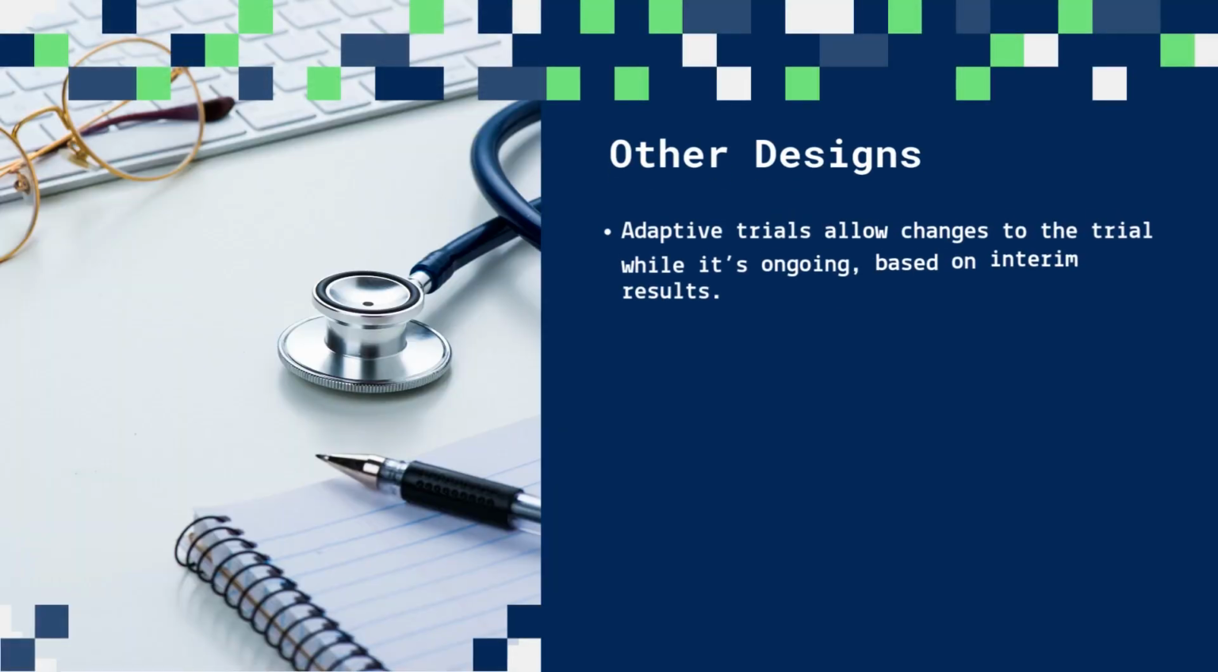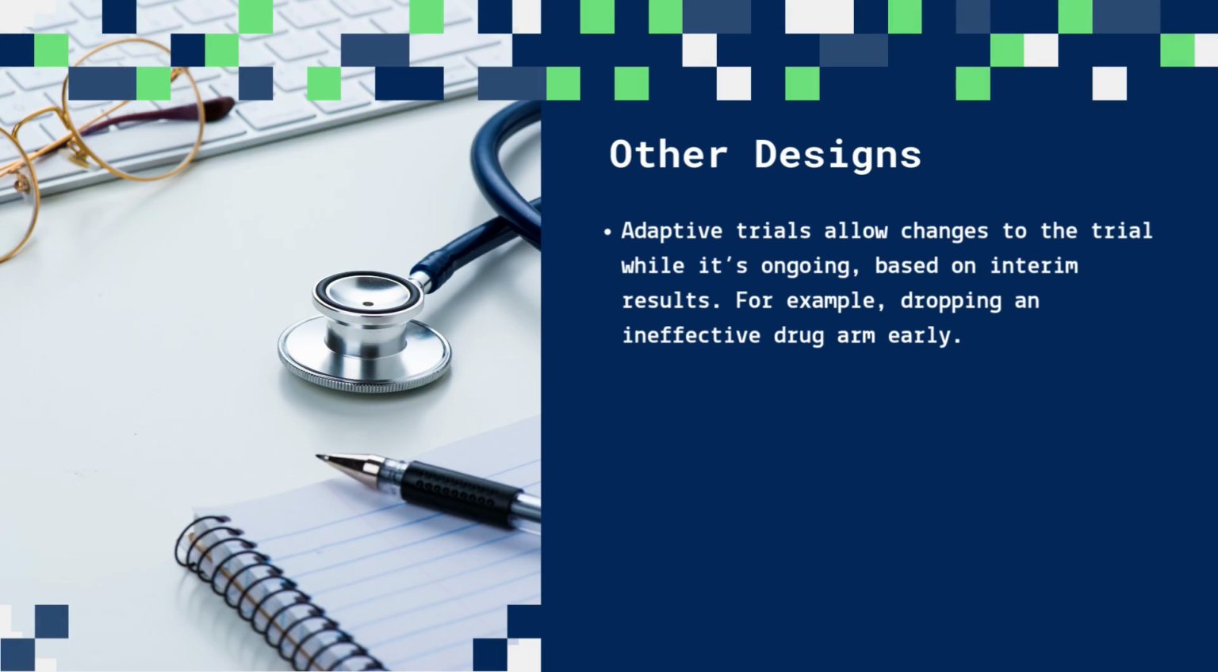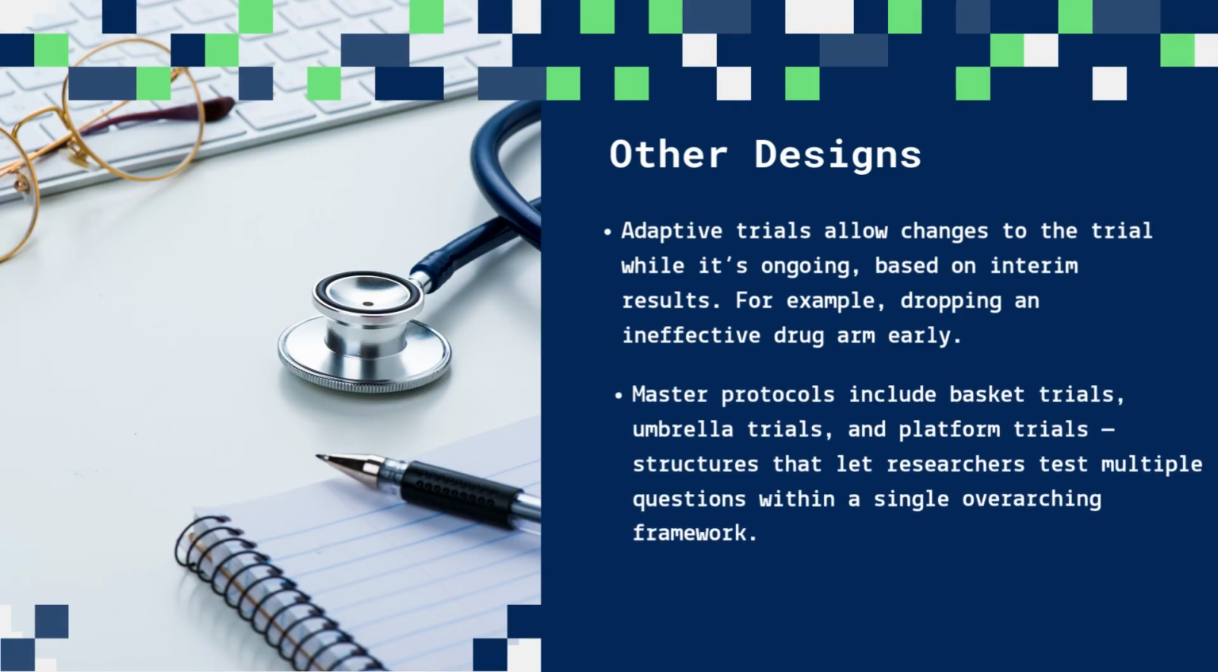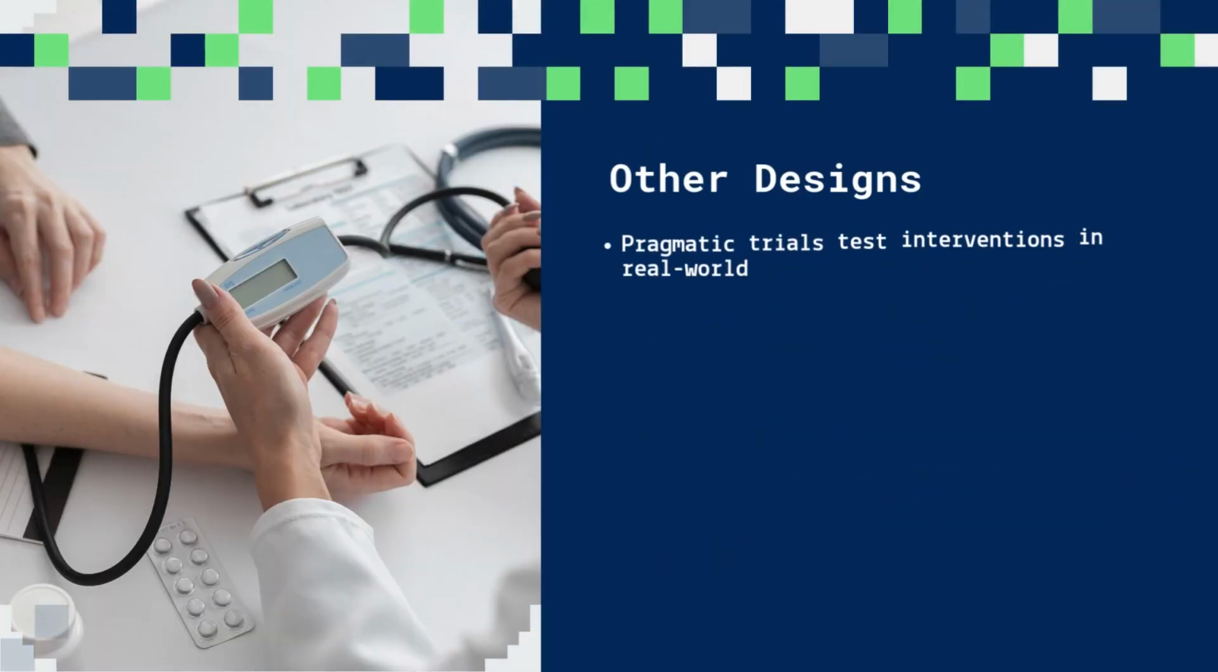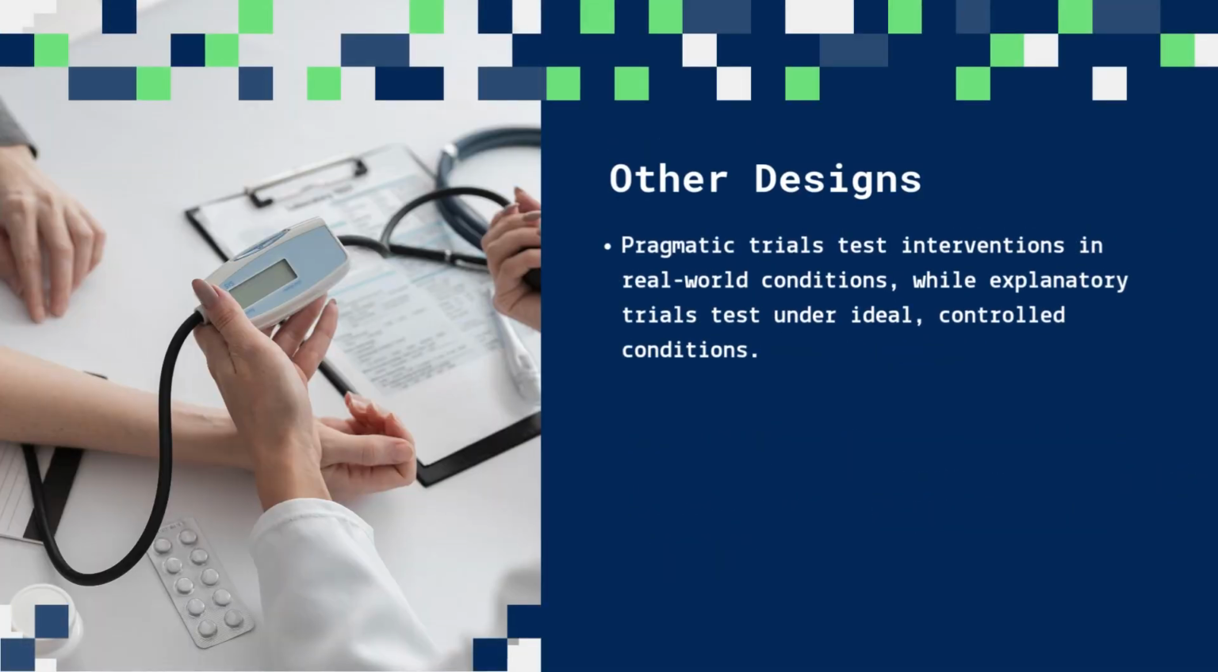Adaptive trials allow changes to the trial while it's ongoing based on interim results. For example, dropping an ineffective drug arm early. Master protocols include basket trials, umbrella trials, and platform trials, structures that let researchers test multiple questions within a single overarching framework. Pragmatic trials test interventions in real-world conditions, while explanatory trials test under ideal, controlled conditions.